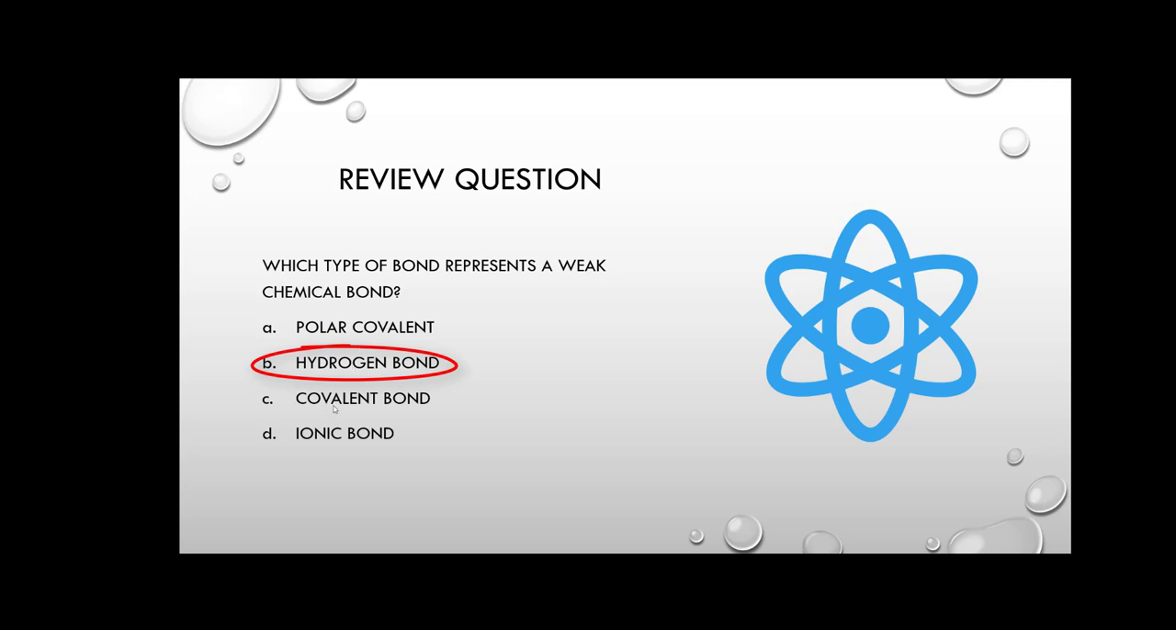The strongest bonds are covalent bonds, because they're sharing the electrons, so they don't want to give them up. And then the in-between would be an ionic bond. So the weakest would be hydrogen, stronger is ionic, strongest would be the covalent. It doesn't matter if we're talking polar or non-polar, they're both the same.